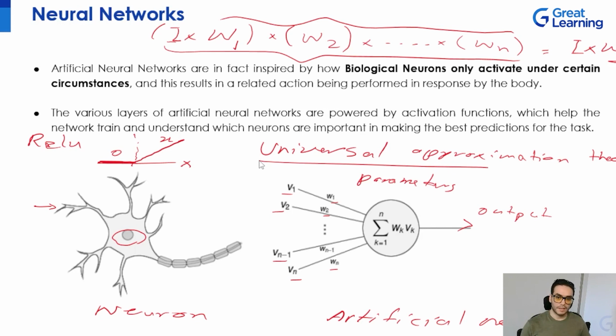So what this theorem says is that if we have a series of functions, just like this one, a simple mathematical multiplication, followed by non-linearities or nonlinear functions, which again is followed by another matrix multiplication, and again followed by nonlinearities.